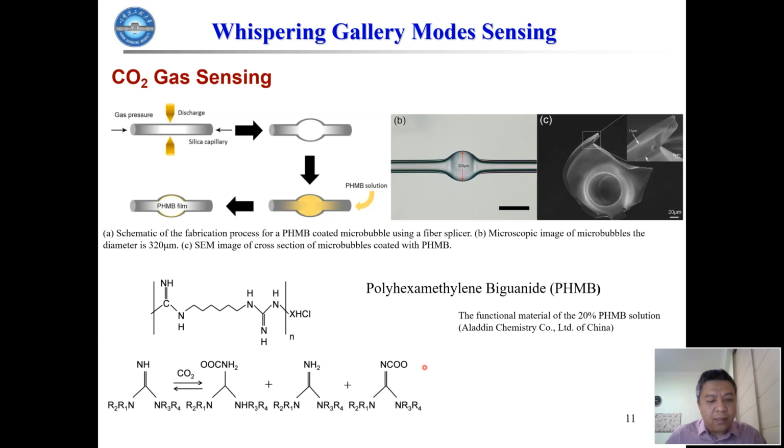Another work is carbon dioxide sensing by microbubble. We made the microbubble by heating the silica tube with a fusion electrode, and this bubble has a diameter of about 200 to 220 microns, and it has a shell with a thickness of about 11 microns.